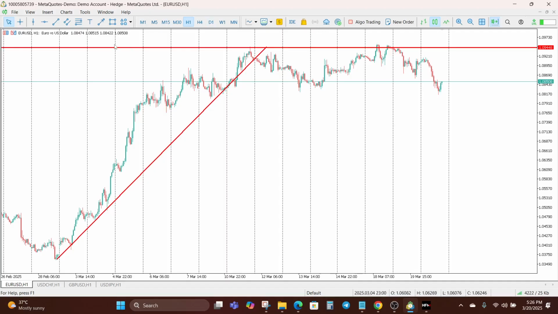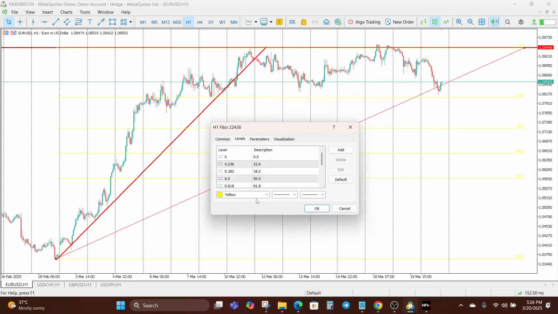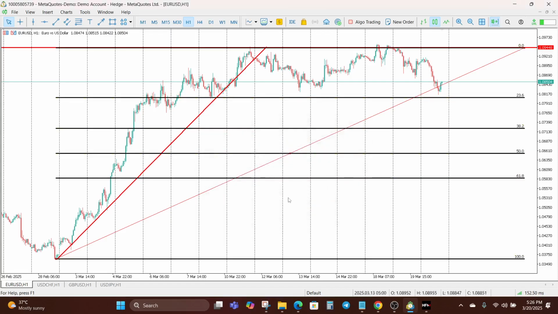Then concerning the Fibonacci retracement, it measures pullbacks and finds potential entry points. This is used for trending markets. The Fibonacci retracement tool is actually used for trending markets. So you just have to measure pullbacks and find potential entry points.